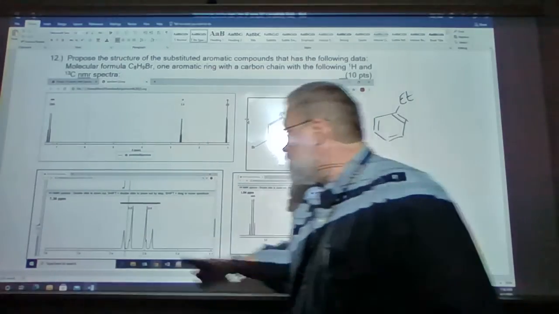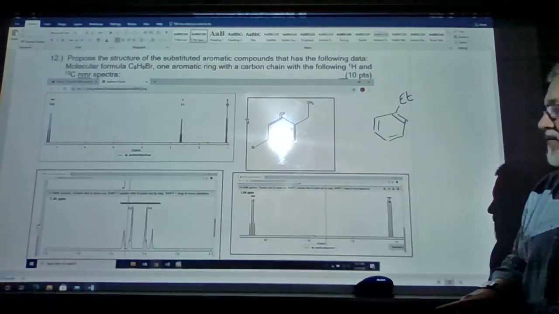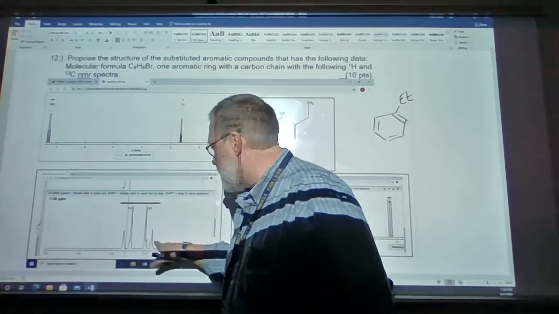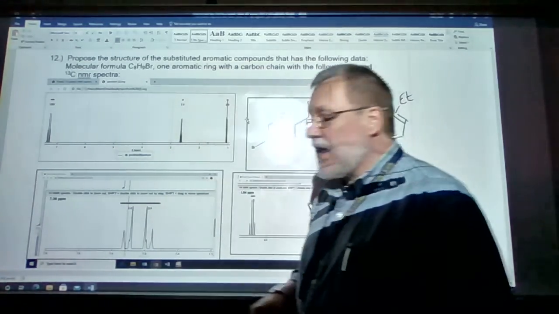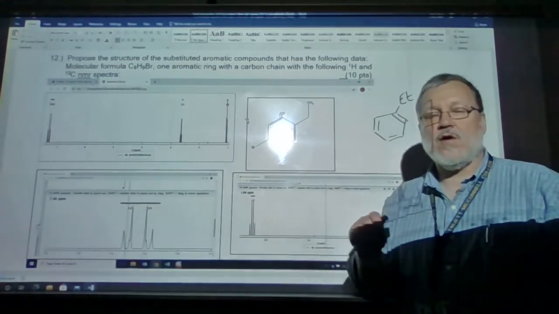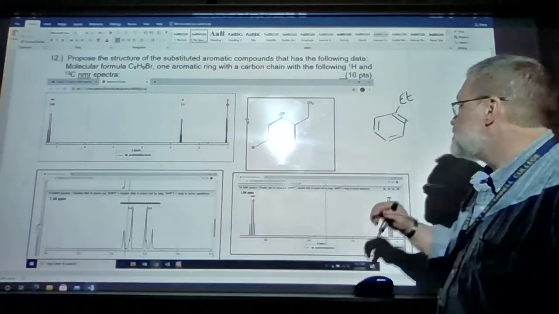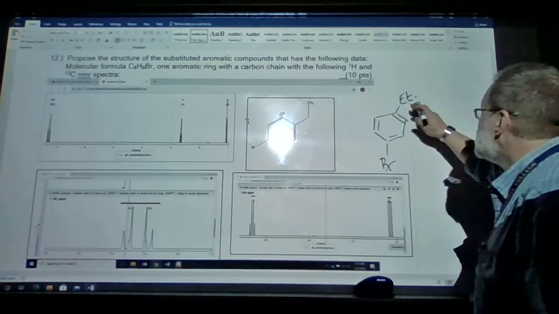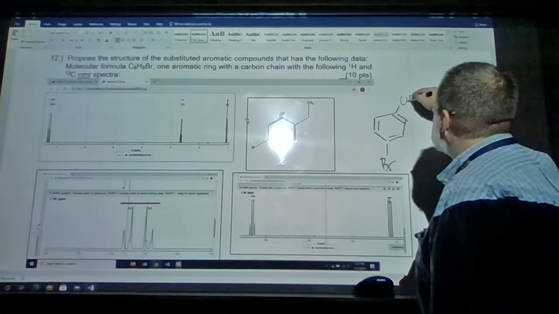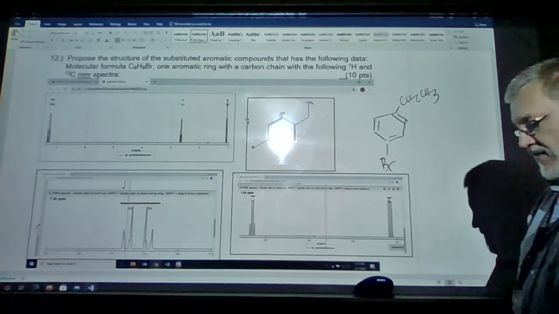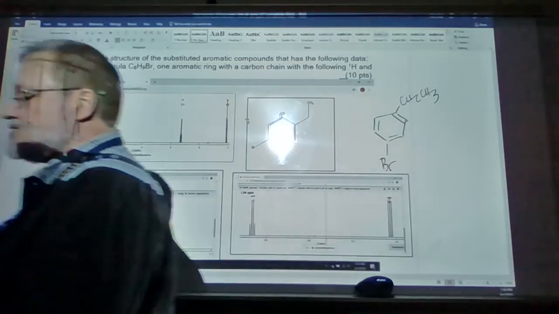This kind of symmetrical substitution pattern, we see these 2 tall peaks and we see these shorter outer ones, is characteristic of a para 1,4 substitution pattern. Will this compound fit the data that we have? Yes.